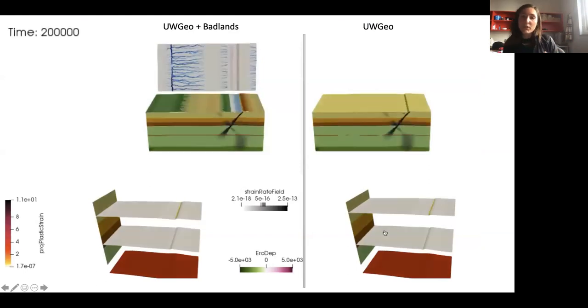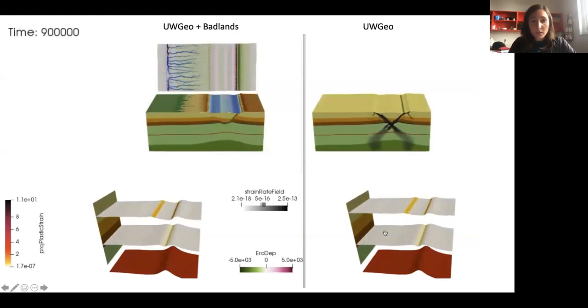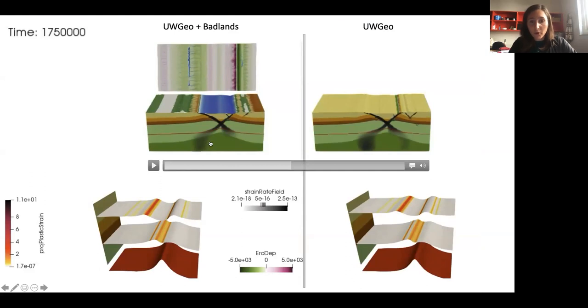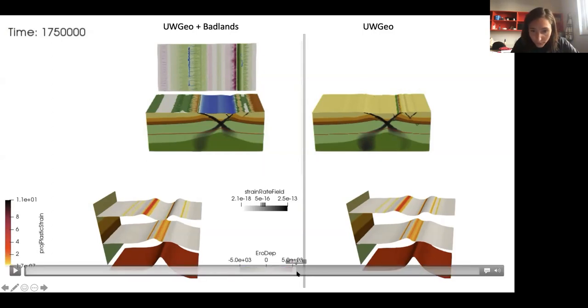So I will quickly show you a movie which shows the evolution of a continental margin. Same thing here: you have the different types of material, the topography, and the erosion and deposition associated with the thermomechanical model. You have the surface evolution model Badlands here. Here you don't have the surface evolution model. And if we let the model evolve, you can already see that we don't have the same faults along the rift, and the plastic strain is different.